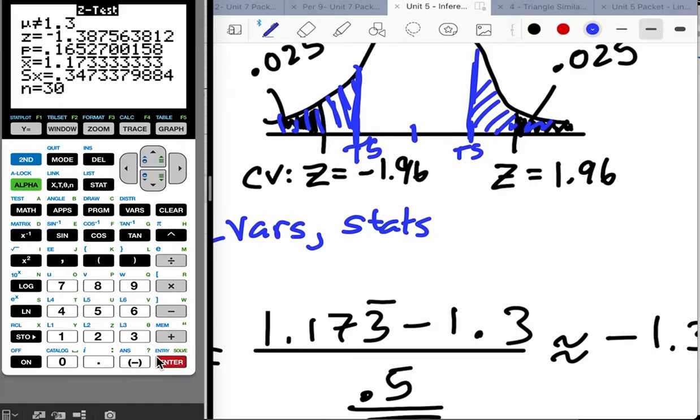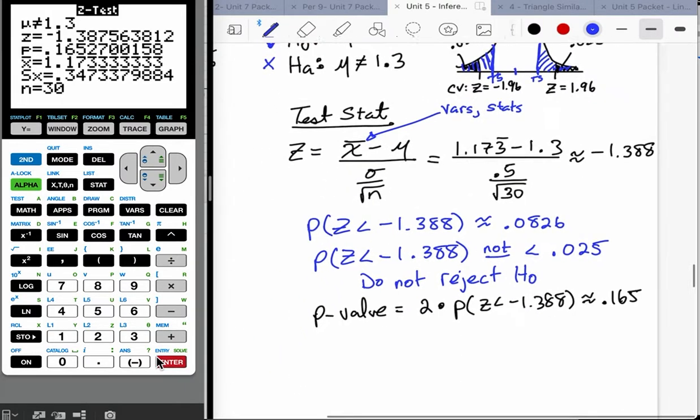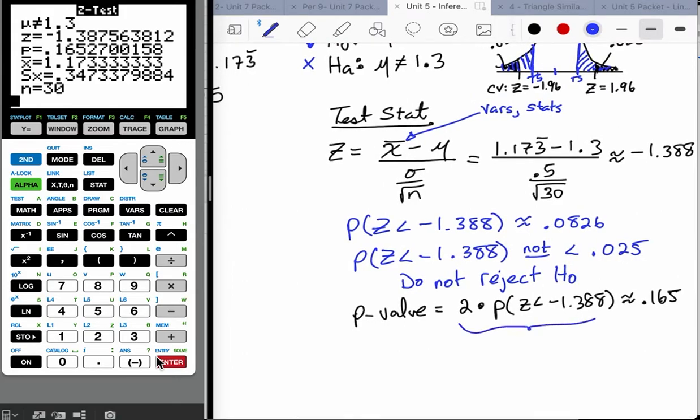All right. So to get the p-value, the number to compare against just plain old alpha, you'd have to take both of those areas and add them together. All right. So this is the same. Doing this is the same as saying the probability that z is less than negative 1.388 plus the probability that z is greater than positive 1.388.